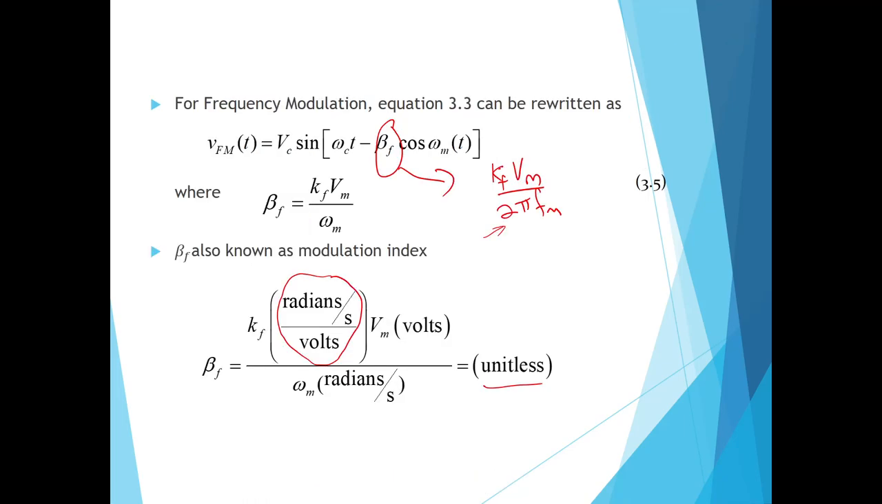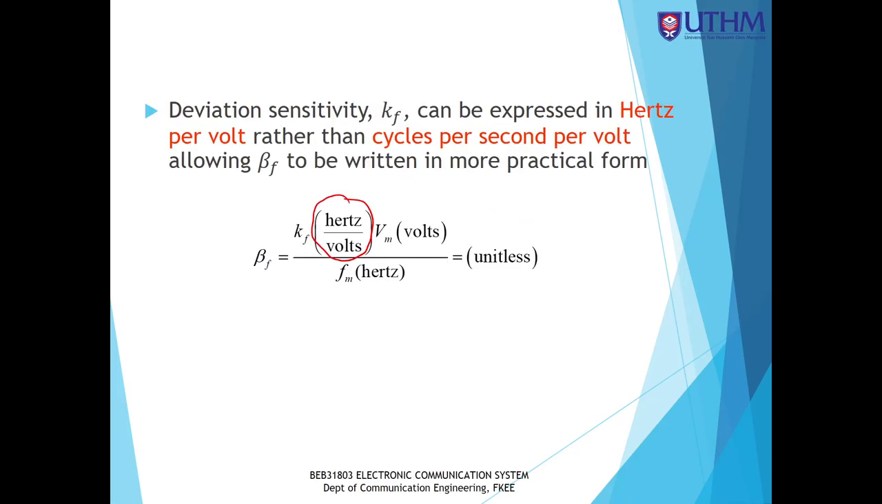Previously it was in terms of radian per second per volt. Now the unit is in terms of hertz per volt. That means you divide by 2 pi in the numerator and also the denominator. So that's why you get hertz per volt. If you use hertz per volt, you just need to divide by Fm. Both will produce the same value. The difference is only about 2 pi, where we divide both the top and bottom parts by 2 pi.